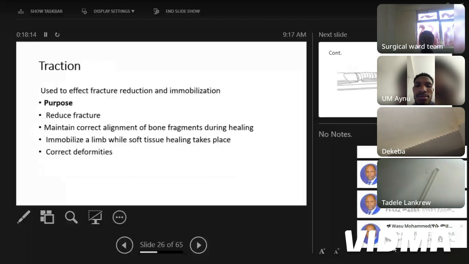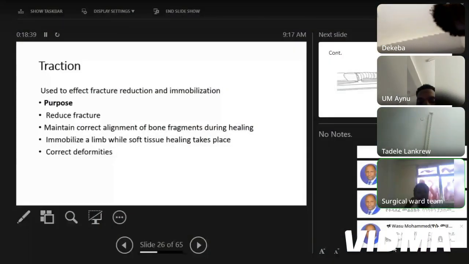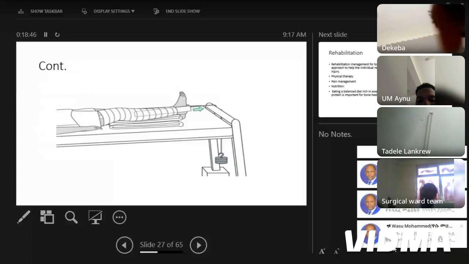The other one is traction. Traction may be used for reduction and immobilization. When we look at the purpose of traction, the first one is to reduce the fracture. In the case of reduction, we use traction and also maintain correct alignment of the bone during healing. It immobilizes the limb while soft tissue healing takes place, and correcting deformity is one of the purposes of our traction. This is the way we do traction.